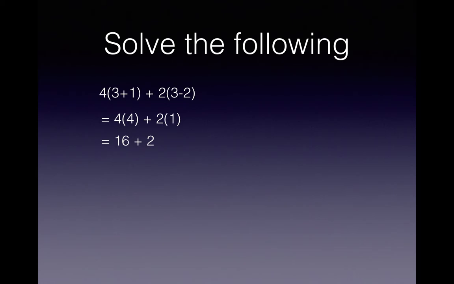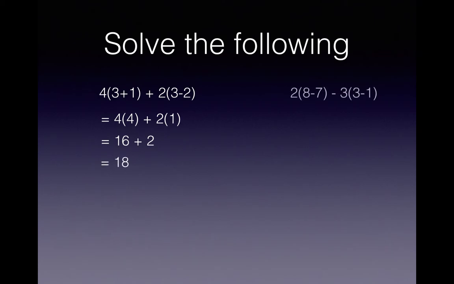So we have a 4 by 4 plus 2 by 1. So we multiply the 4 by 4 to give us 16 and the 2 by 1 to give us 2. And that's the multiplication stage done. Then we have a look at the addition and subtraction stage. 16 plus 2 is 18.